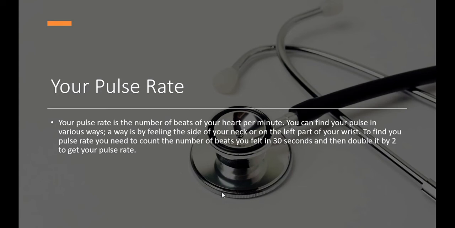Okay, so your pulse rate. Your pulse rate is the number of beats of your heart per minute. You can find your pulse in various ways. One way is by feeling the side of your neck or the left part of your wrist. To find your pulse rate, you count the number of beats you feel in 30 seconds and double it by 2 to get your pulse rate.